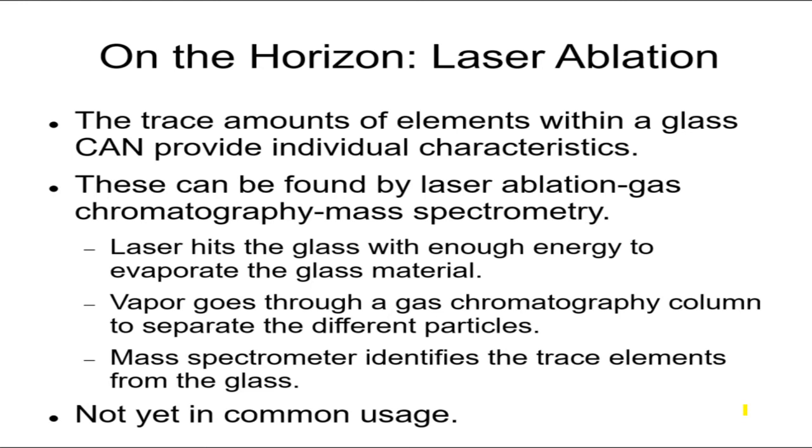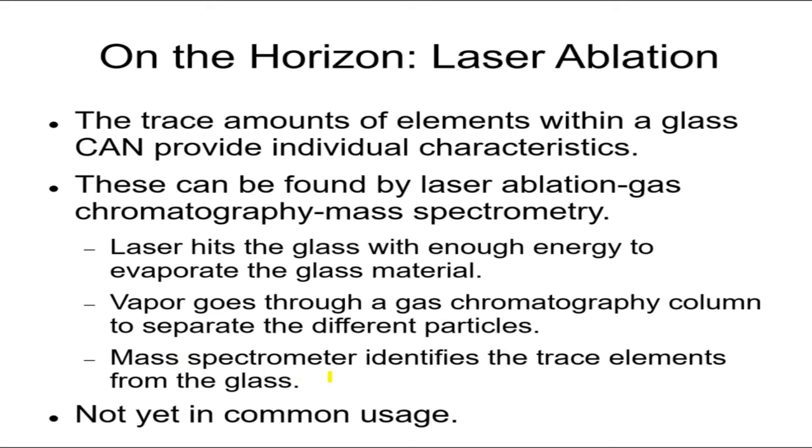To get individual characteristics from glass, it's not being done that much now. The technique is possible. It is done in laboratories, at least. It does not have common use yet. It's laser ablation. That's when a laser hits the glass. We're not going to talk about it much. The laser hits the glass, and it has such a powerful beam that it'll actually evaporate the glass material as a gas. The gas goes through what we call a gas chromatography column, which will separate all the different parts of this glass gas, and we can identify trace elements when we put that through a mass spectrometer.